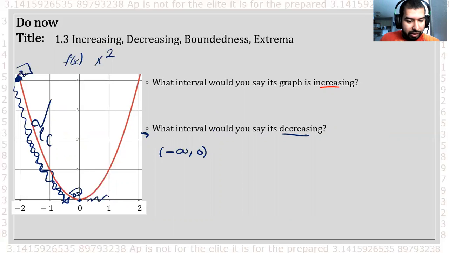The other part right here is going up, up, up, all the way into infinity. So this is from 0, because here's the part where it stopped decreasing and started increasing. So 0 to infinity. Easy peasy stuff. Not that bad.